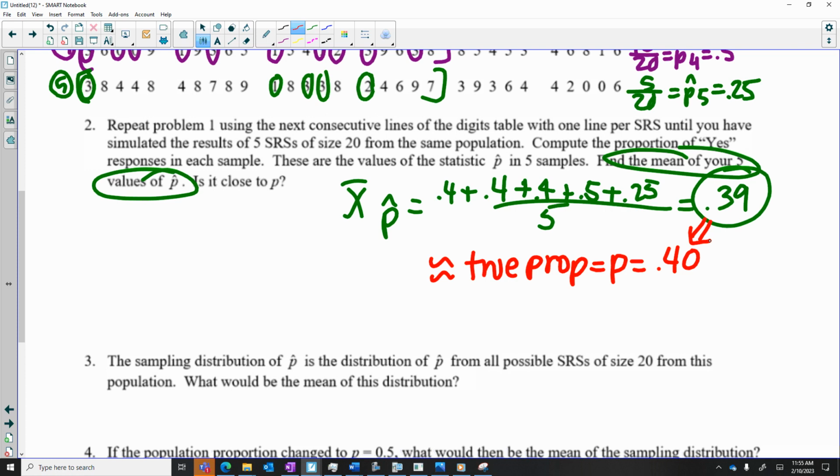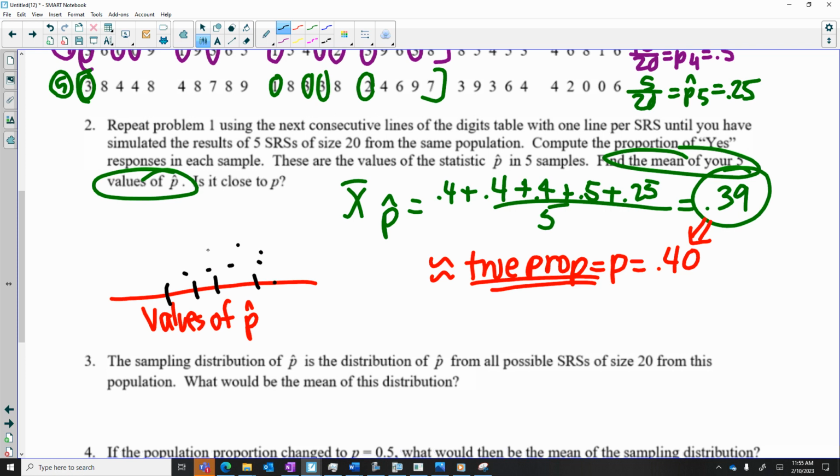And I actually only did this 5 times, and I got a mean of all the p hats very, very close to the true proportion. So this is showing you that the sampling distribution of p hat is centered around the true proportion. Remember, a sampling distribution is all the values of the sample statistic. So basically we would just plot all of them, which I'm not going to do for the sake of time, and this is called the sampling distribution, in this case of the sample proportion, p hat.